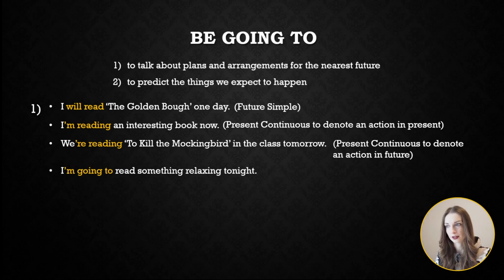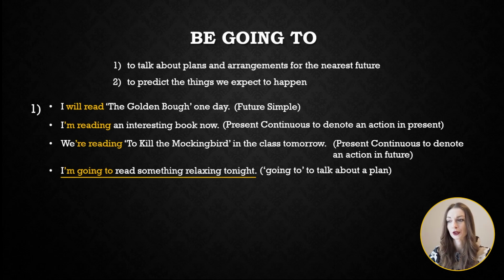I am going to read something relaxing tonight. This is our be going to, which expresses an action planned or arranged for the nearest future. If we compare this sentence, I'm going to read something relaxing tonight, to all the previous sentences, we'll see that here all four sentences talk about the future, about an action which will happen in the future, but they talk about it differently. The first sentence, I will read, expresses something undetermined. I will one day, probably. Will expresses our desire to do something, our readiness to do something. But this sentence doesn't really mean that the action will be performed.